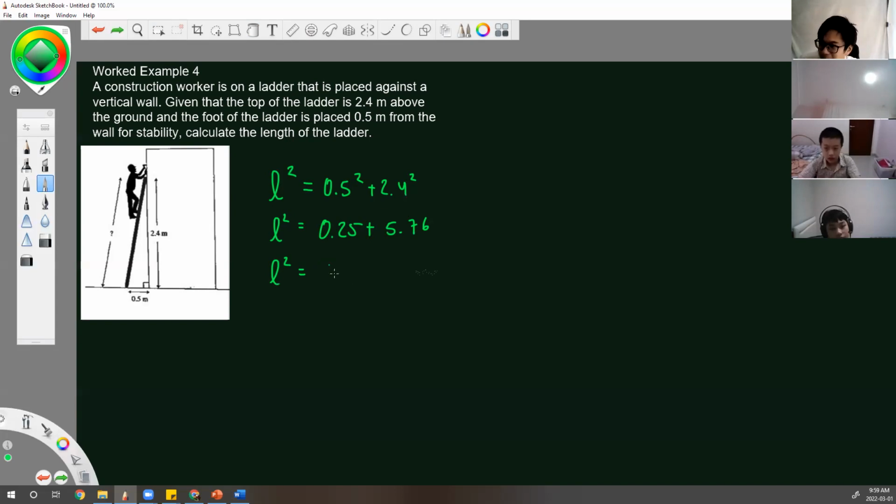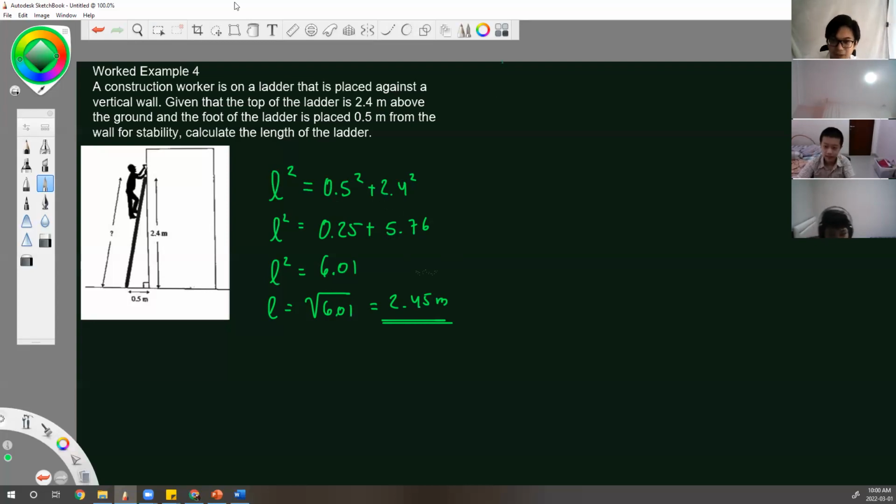So the L will equal the square root of 6.01. The answer is 2.45 meter. Okay, so pay attention in this case. It's quite simple. It's not added. 2.4 plus 0.5 is totally wrong. 2.4 plus 0.5 is 2.9, by the way.